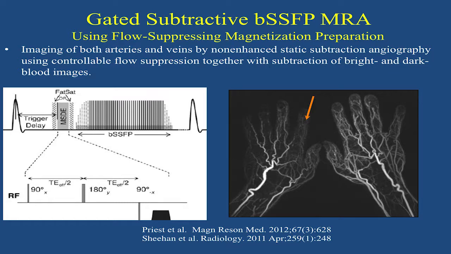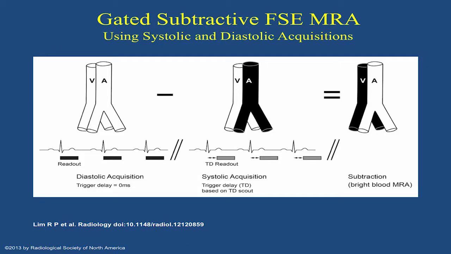This is work from the Cedars group, the flow-sensitive dephasing technique, where you acquire 2 3D acquisitions, in one of which you suppress the blood signal on the basis of sensitivity to flow. You subtract, and you get really high-resolution images. Here shown for hand imaging. It's got some potential as well, for instance, in the legs, especially for the infrapopliteal region, and that's coming along very nicely.